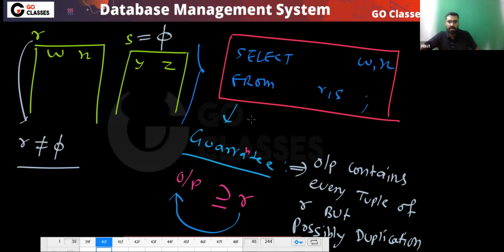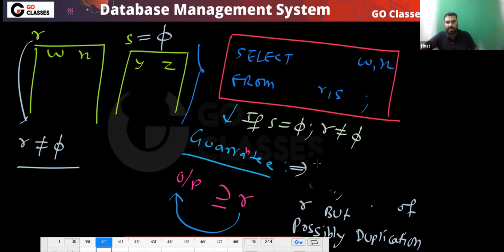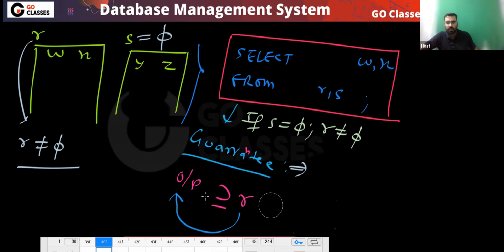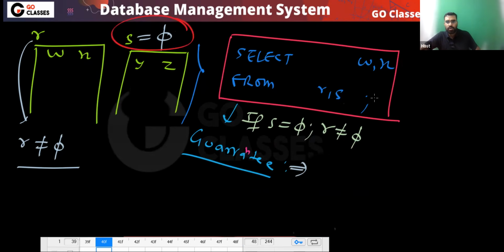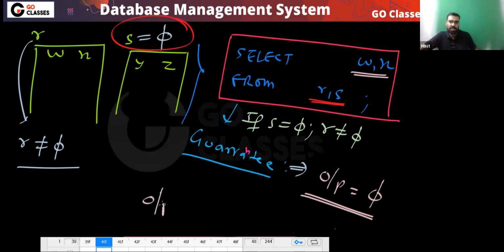If S is empty and R is not empty, in this situation, what will be the output? If S is empty, the cross product will be empty. So when you select, you will get empty. Your output will be empty, so you can never get R back. In this situation, the output is not equal to R.